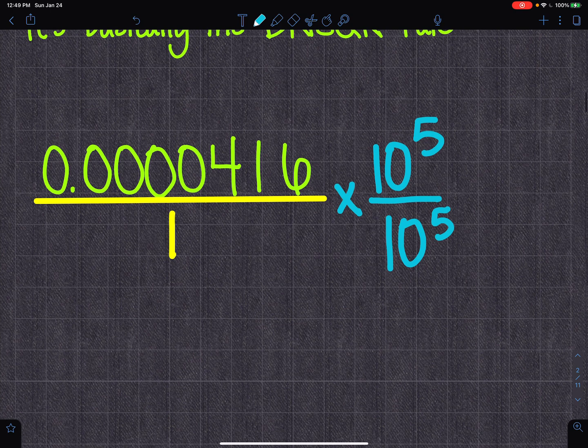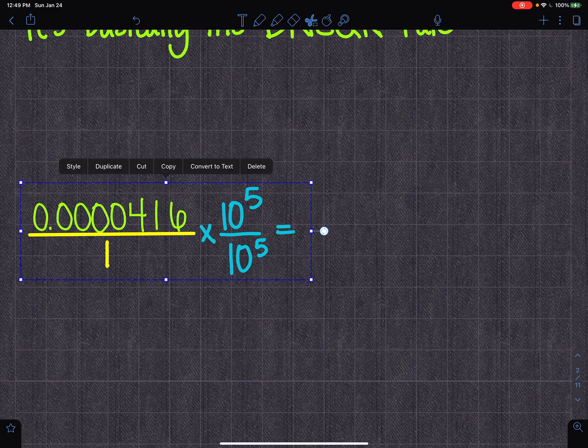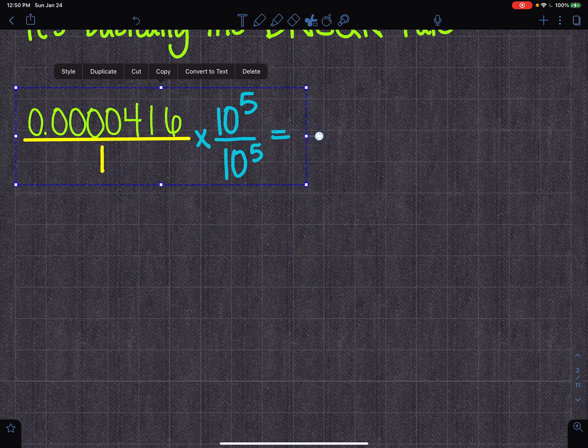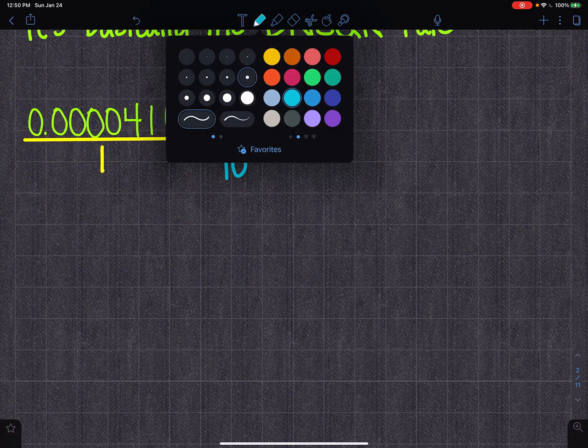So what I get when I do that is I multiply straight across. Now I'm just going to make this a little smaller so I have enough room. But I multiply it straight across. So what I get is, let's do a different color.